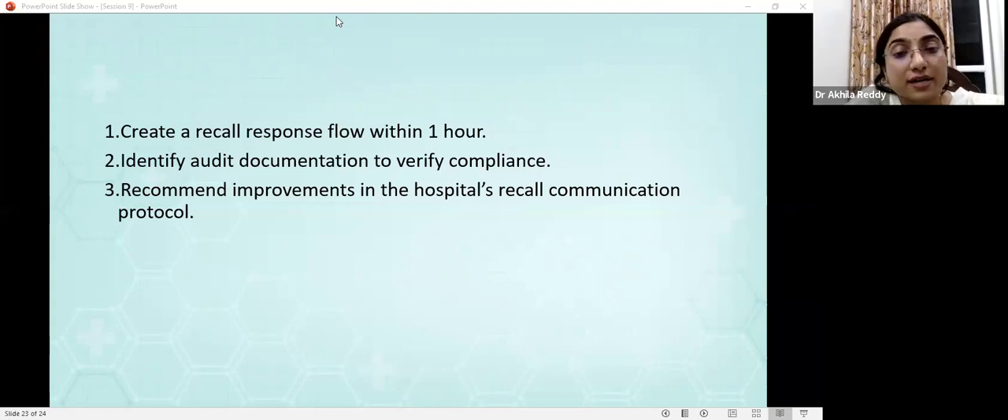And we should have a drug recall form. Whenever we get a drug recall, that form should be circulated to the entire departments, firstly the clinicians and the nursing department. So this is the better way, a better improvement in the hospital. Hope you have understood. If you have any doubts, please feel free to ask.